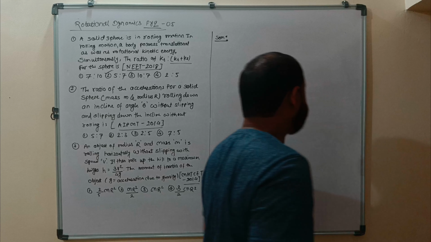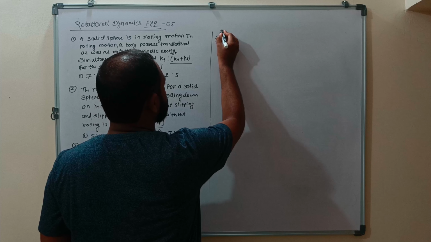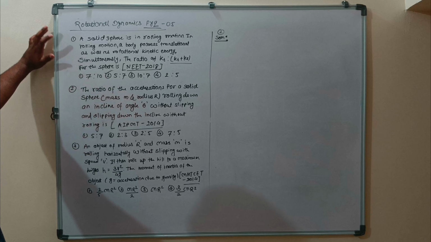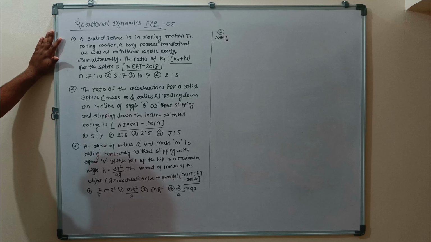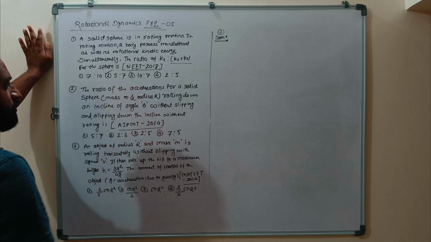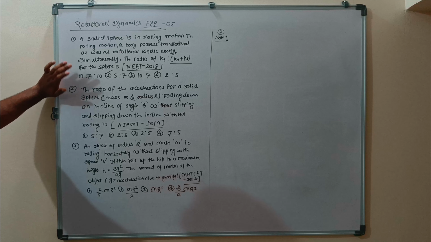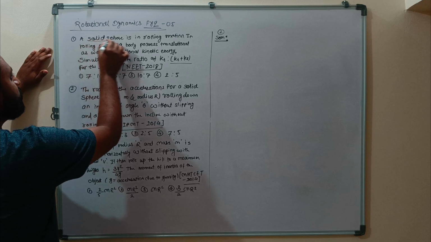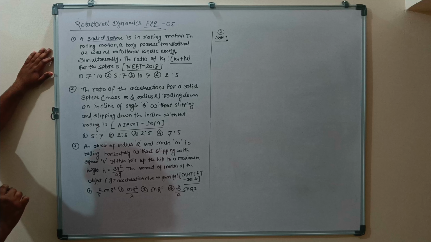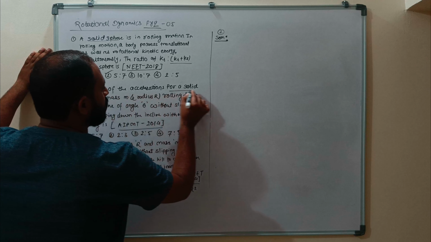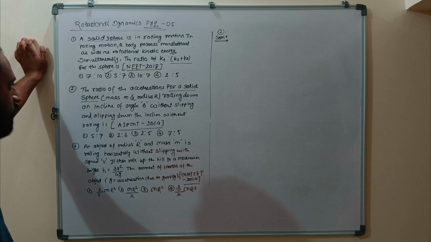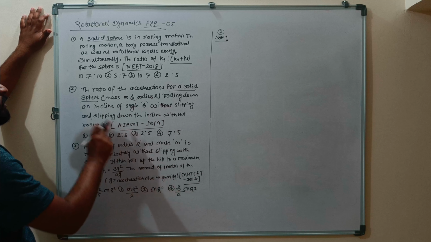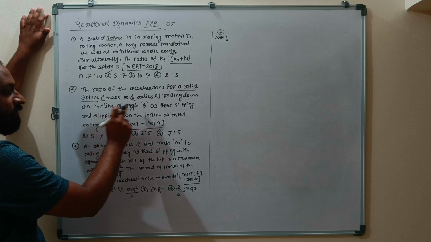Now we are discussing question number 2. The concept is the same as we discussed in the earlier example. The solid sphere object is similar in both cases. The question asks for the ratio of the acceleration of a solid sphere of mass m and radius r, rolling down an incline of an angle theta.